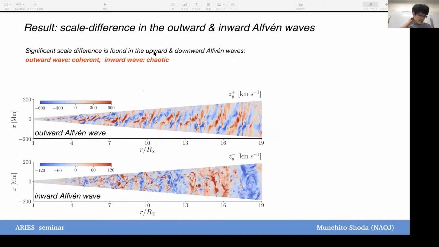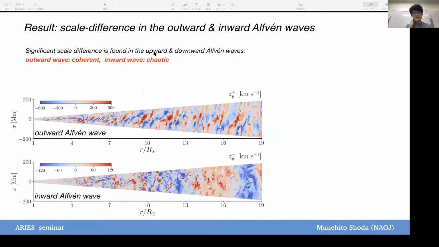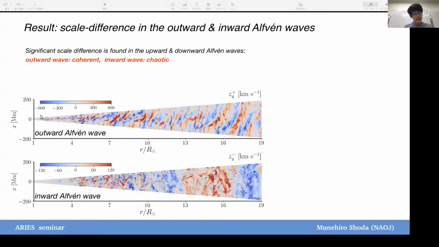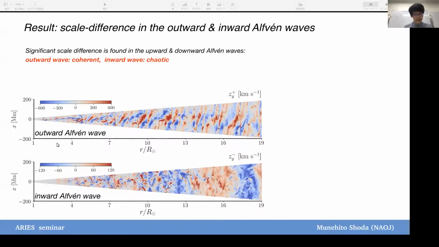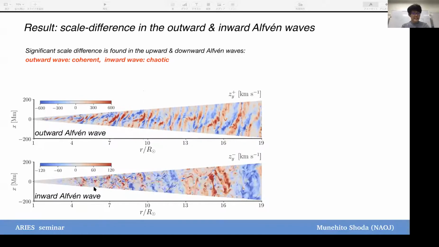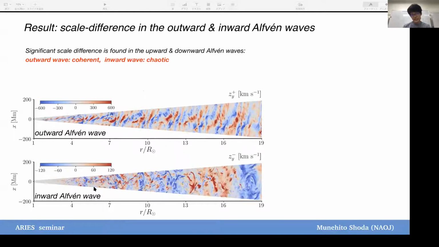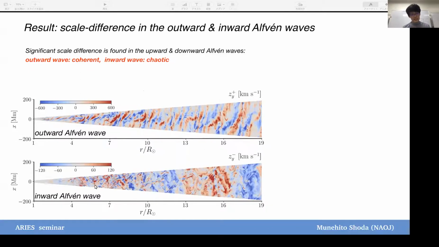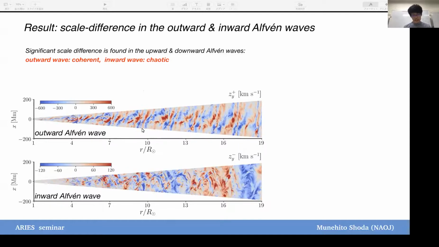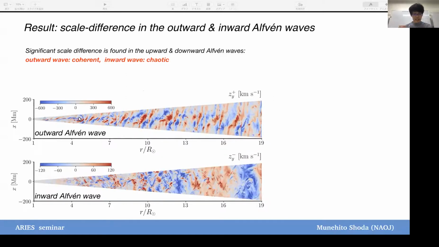So I would also like to discuss the scale difference between the outward going and inward Alfvén waves. What I'm showing here is the evolution of the outward going Alfvén wave and the incoming Alfvén wave. You can clearly see that the scales are totally different. The outward going Alfvén wave exhibits a kind of coherent structure, so it doesn't experience a strong distortion by turbulence. It keeps its coherent structure throughout the simulation domain.